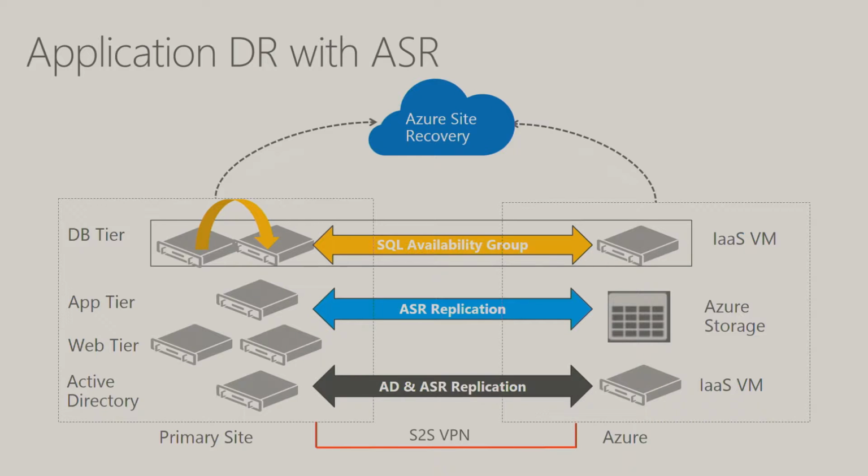Now we also support application-aware replication. For example, for SQL, we have SQL Always On. So you can use SQL Always On to replicate your changes to Azure. And in this case, when you're using SQL Always On, you will run a SQL VM in Azure. For app and web tier, you will use ASR replication, so the changes will reside in Azure storage. And for Active Directory, you can also use AD replication, so you have a VM running there. The cool point is, even in this scenario, where you're using multiple replication channels, ASR provides you one-click failover of this multi-tier application when your application is down.